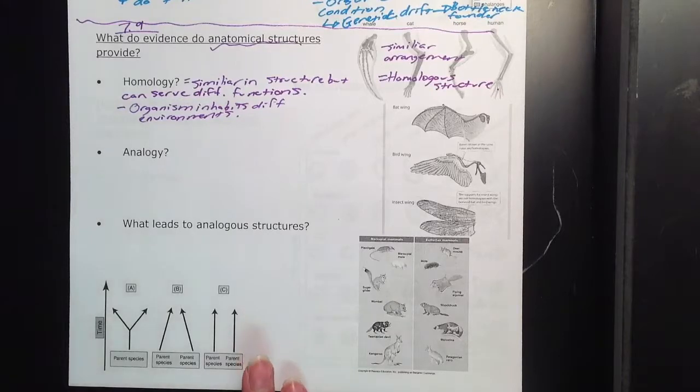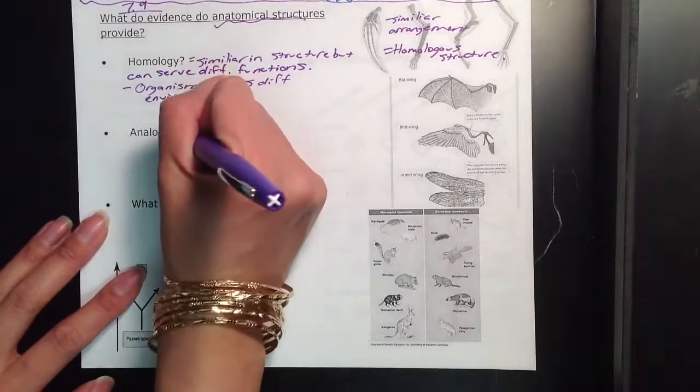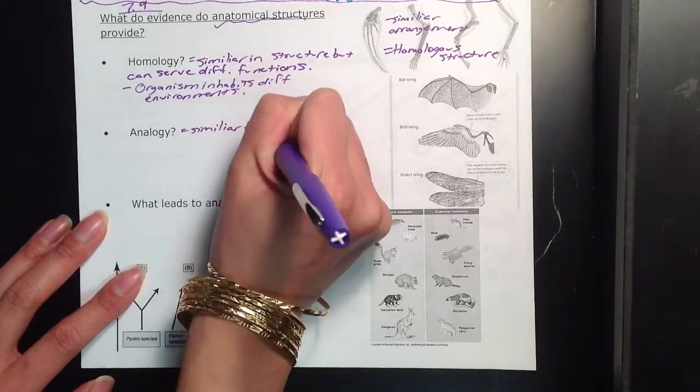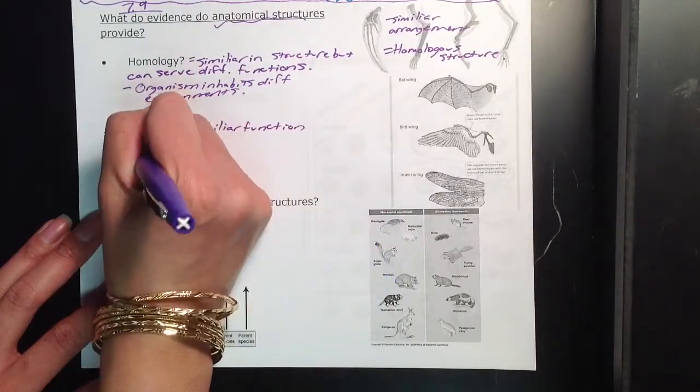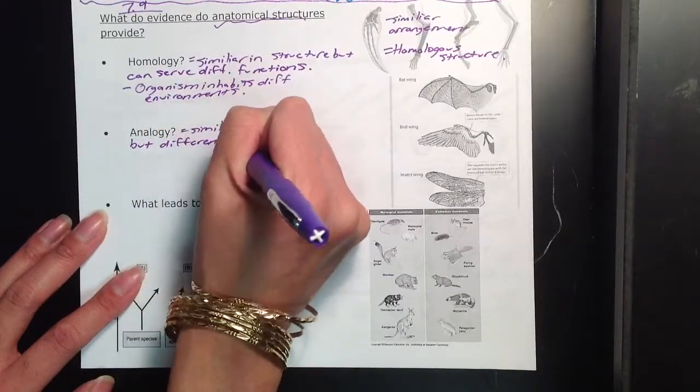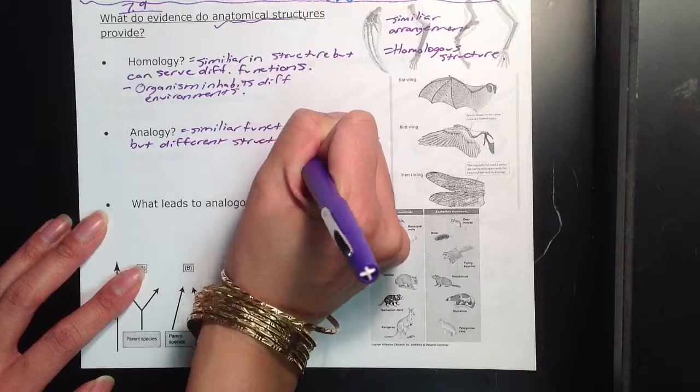With analogous structures, you're going to have a similar function, like being able to fly, but a different structure. What are you made of? What are you composed of?